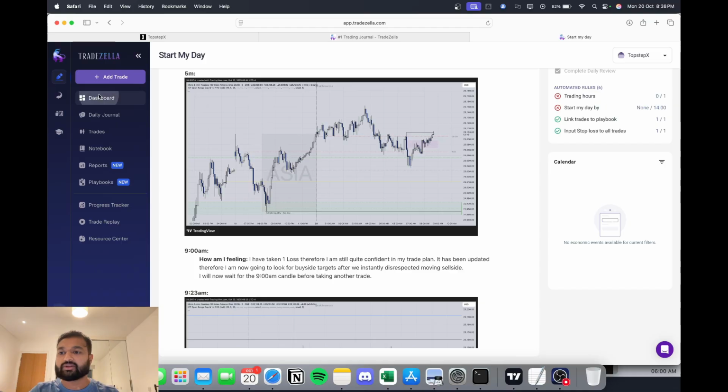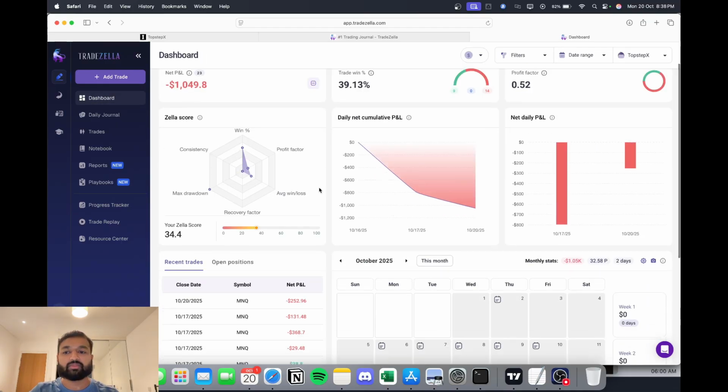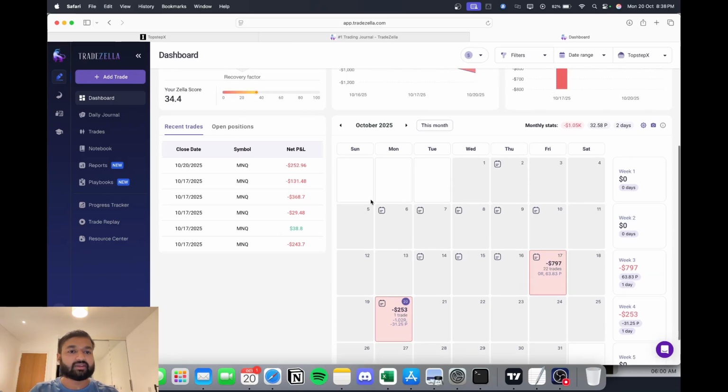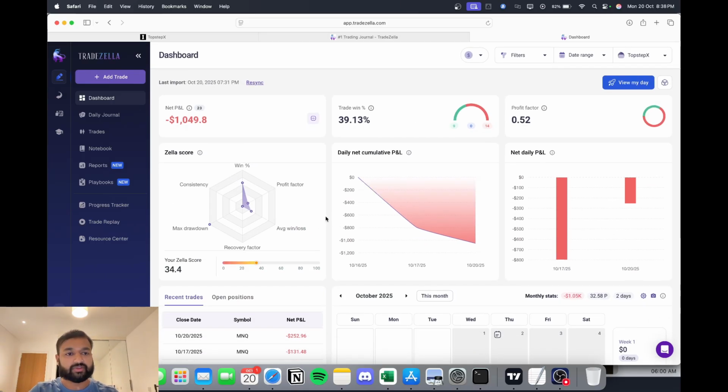So I'll just show you my dashboard. At the moment, I've just opened a new eval, but this one is basically just me being stupid, not really creating a plan on how I'm going to trade. So I just started in drawdown basically, and now I'll try again this week with proper rules and strategy and document it.